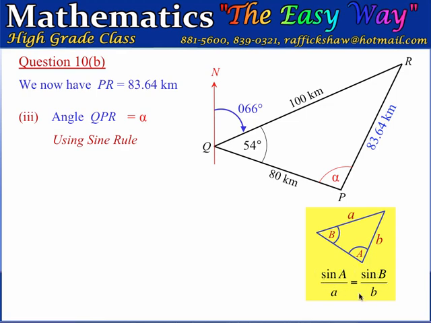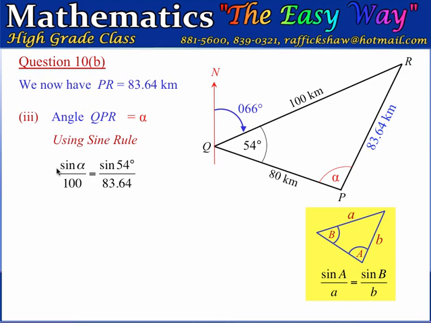And we are using the sine rule in this form instead of in the reciprocal form because we are trying to find an angle. So let's show the calculation for this triangle. And this is it. The sine of alpha divided by 100, that is the sine of this angle alpha divided by the side opposite to alpha, is equal to the sine of 54 degrees divided by 83.64. That is the sine of this 54 degrees divided by the side opposite, which is 83.64. And let's repeat that. Sine of alpha divided by 100 is equal to sine of 54 divided by 83.64.